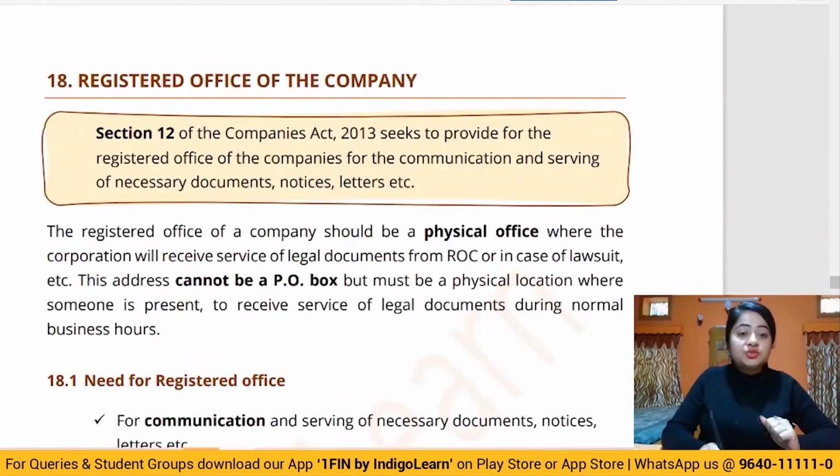The next section is section 12 that we are discussing, which talks about the registered office of the company. The company might have many different offices, but one of the offices has to be the registered office. That means the details of that office have to be submitted with the registrar of companies. That is going to be considered the main office for communication purposes with respect to the company. That office has to be a physical office. It should not be a PO box number.